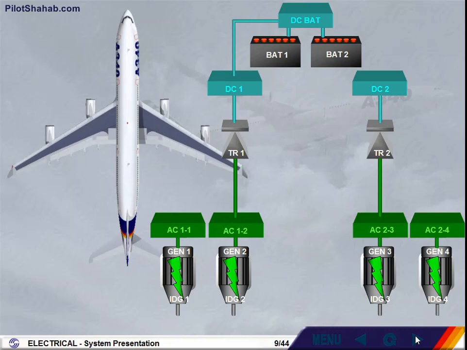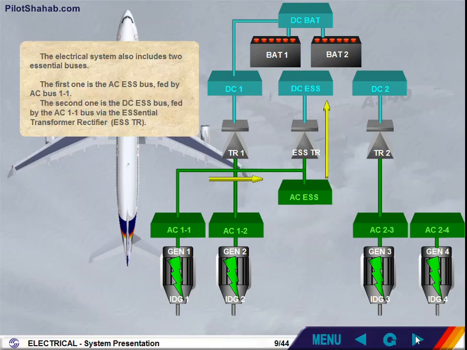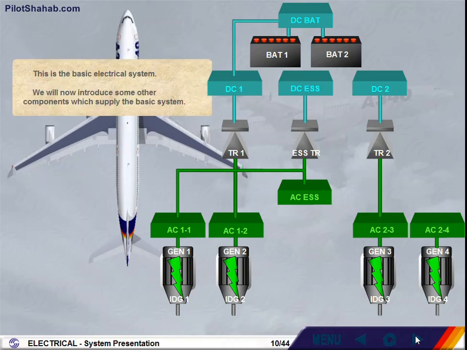The electrical system also includes 2 essential buses. The first one is the AC essential bus, fed by AC bus 1-1. The second one is the DC essential bus, fed by the AC 1-1 bus via the essential transformer rectifier, Essential TR. This is the basic electrical system. We will now introduce some other components which supply the basic system.